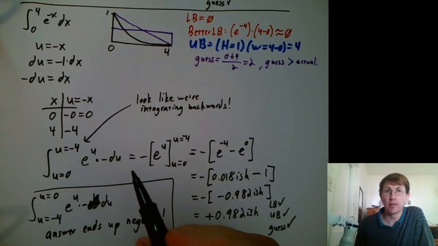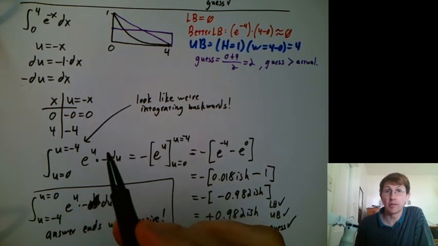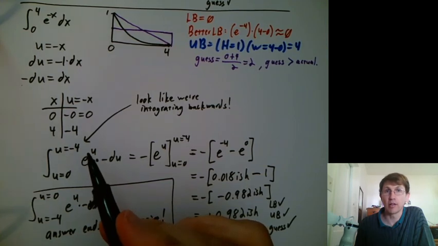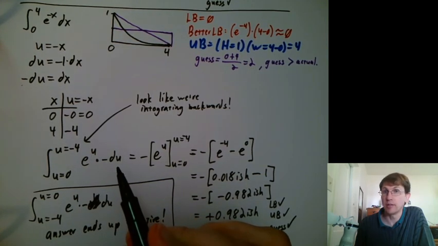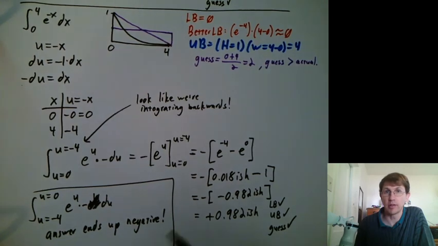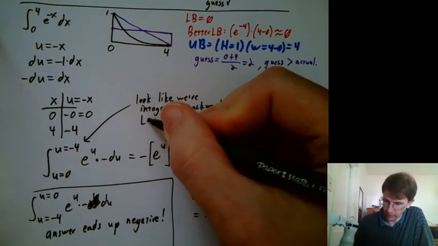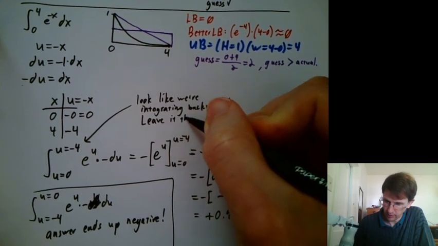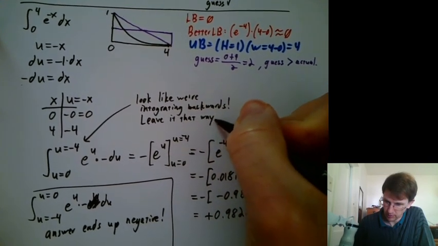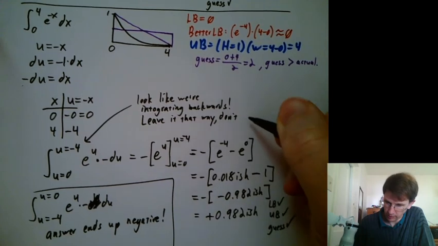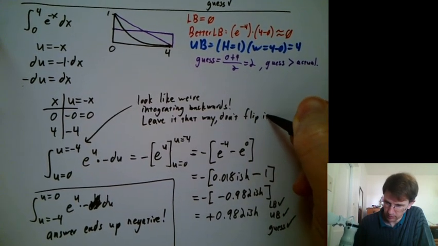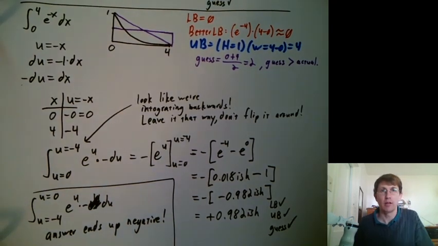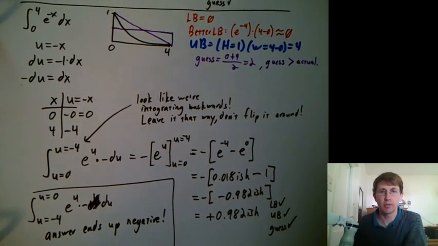So the thing to do is apparently stick with the system, even though it looks like we're integrating backwards, because we're integrating something backwards that's also negative compared to what it once was. So we'll say it looks like we're integrating backwards. Leave it that way. Don't flip it around. All right, so interesting things happening with exponential decay.